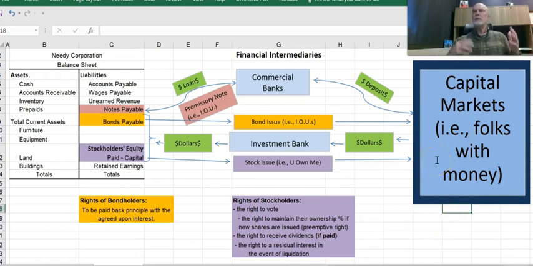Now, when you think about the folks that have money, immediately you might think of the Bill Gateses and the Jeff Bezoses and the Warren Buffetts, the rich tycoons. But most of the money in the capital markets is really the accumulated dollars of all the rest of us. For example, you may put money in a savings account or a checking account in the bank, and then that bank is going to make loans, and they may loan money to Needy Corporation.